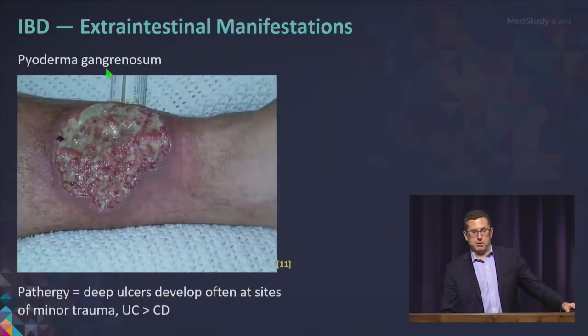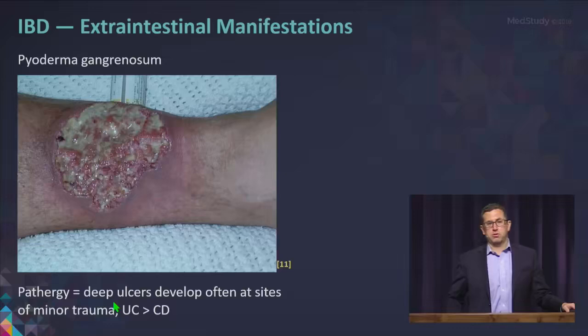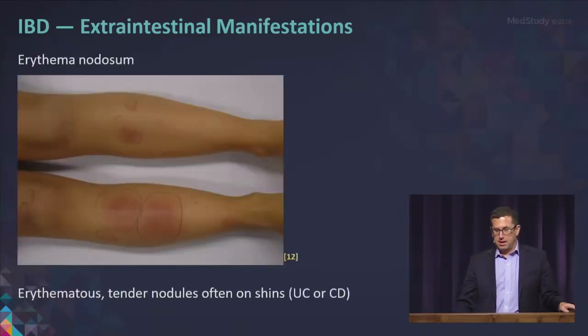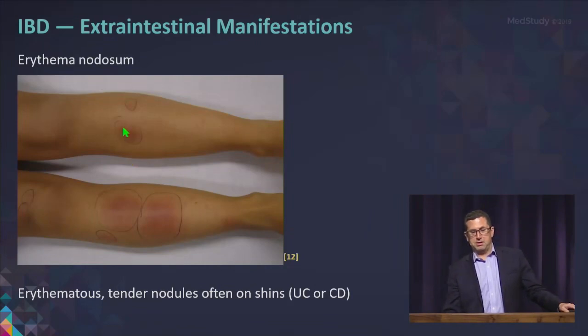So here's a slide showing pyoderma gangrenosum. This is really an unfortunate condition. It's characterized by pathergy, which means deep ulcers developing at sites of minor trauma. It could be seen in ulcerative colitis or Crohn's disease, but typically it's more common in ulcerative colitis. And then here's erythema nodosum. So you get these tender red nodules, generally on the shins or extensor surfaces. And this could be seen in ulcerative colitis or Crohn's disease.